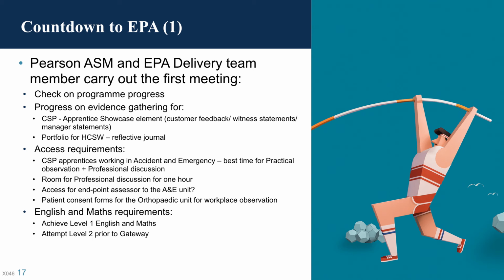And then English and maths requirements. Typically, if they have an exemption and they've already got a level 1 achievement, that's fine. We would still need to see the evidence of that in terms of a certificate previously completed, or if they need to attempt a level 2 prior to the gateway, just setting the timelines around that as well. So that's the first of the countdown touchpoint meetings.